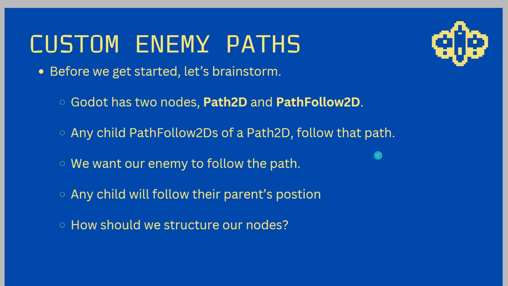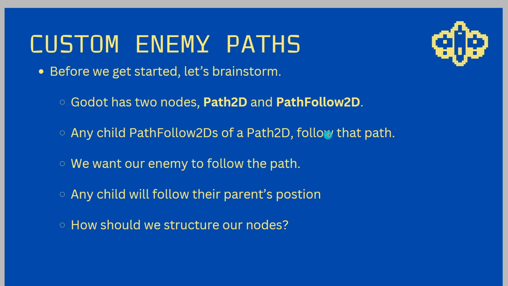Before we get started, I just want to do a little brainstorming session, because in part 1 we talked about this parent-child relationship and how a child inherits properties from its parent. If we want to do the same thing, we want enemies that move along a path. Godot has 2 nodes, a Path2D node and a PathFollow2D node. It's pretty obvious what each does: Path2D creates a path, and PathFollow2D literally just follows along that path.